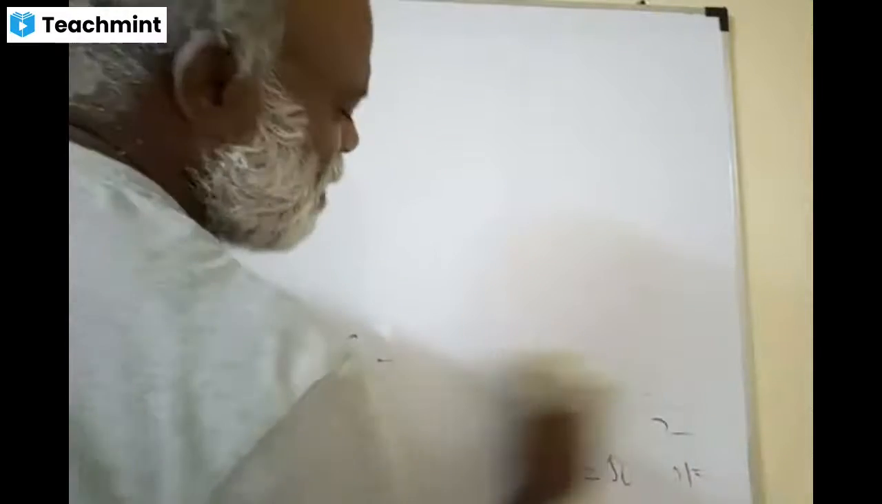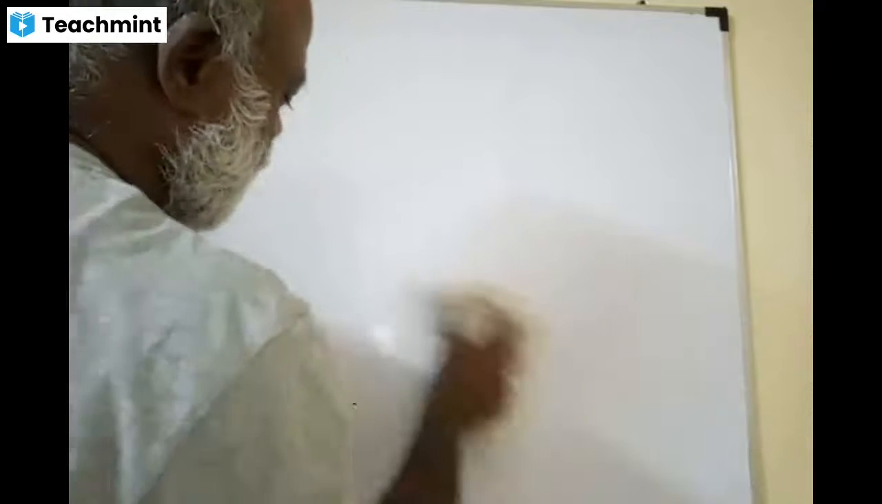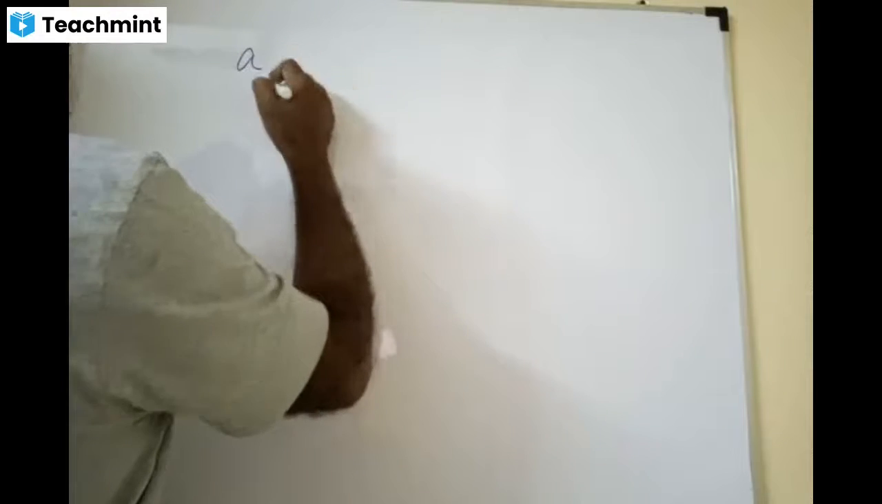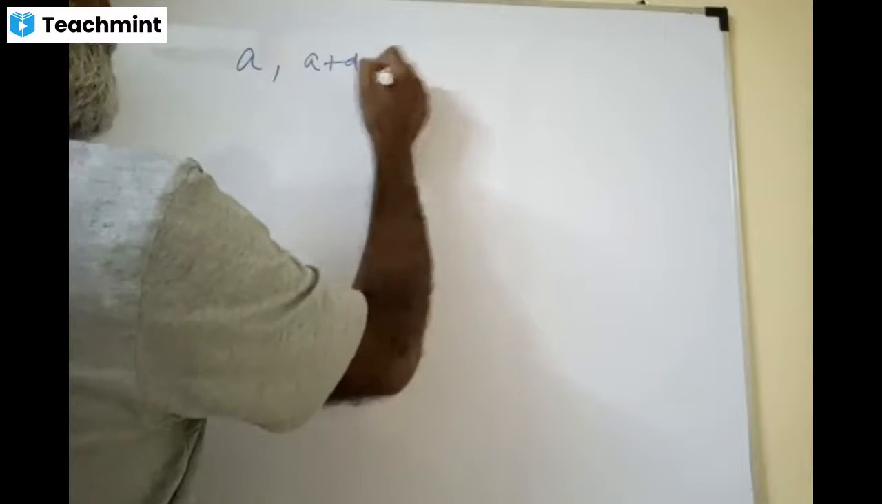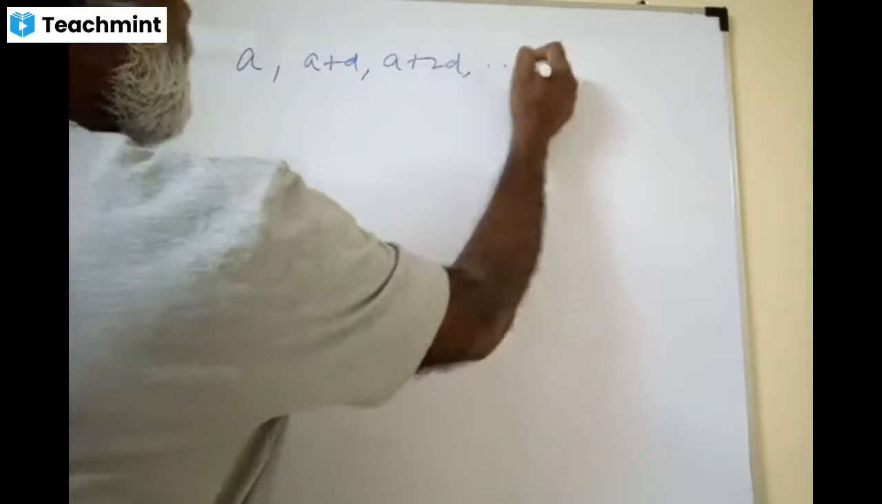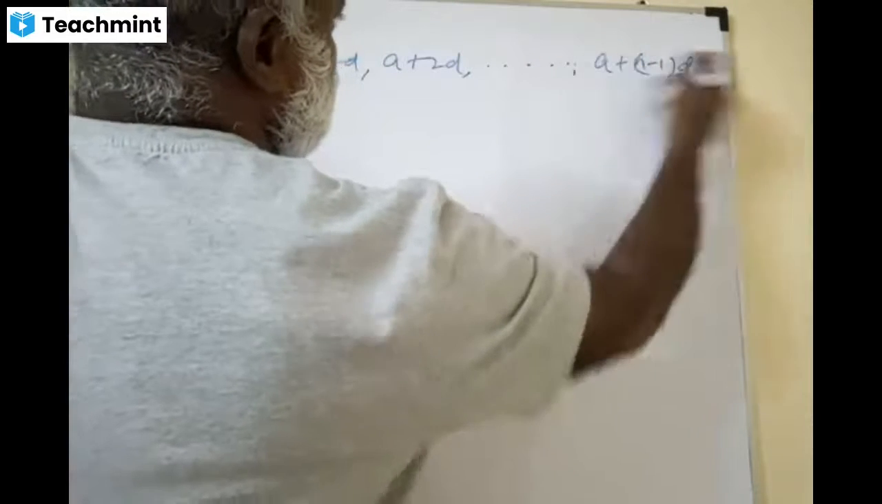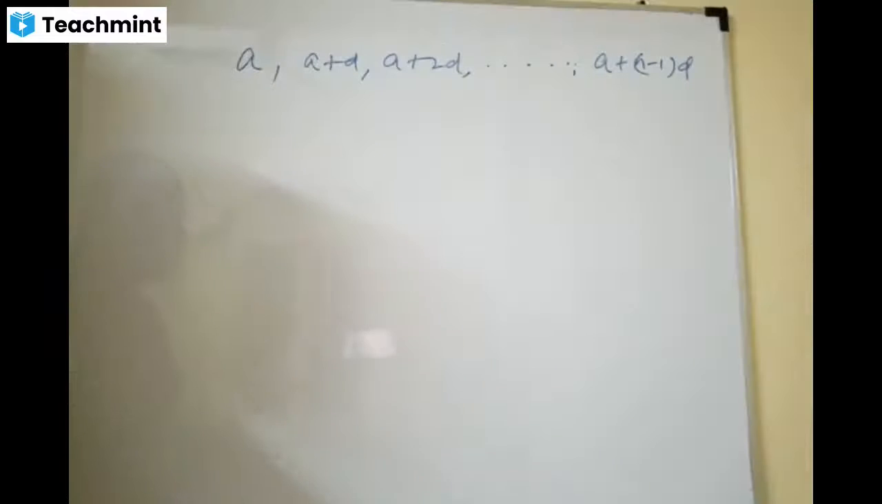Let us derive the formula for Sn now. Friends, here our sequence is a, a plus d, a plus 2d, and so on. Let us take a plus n minus 1 into d as my last term. The nth term is also called the last term, and it is also called the general term.